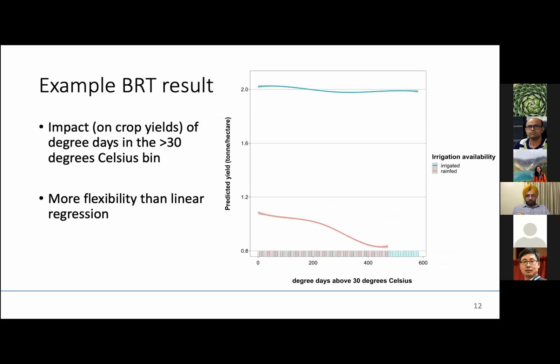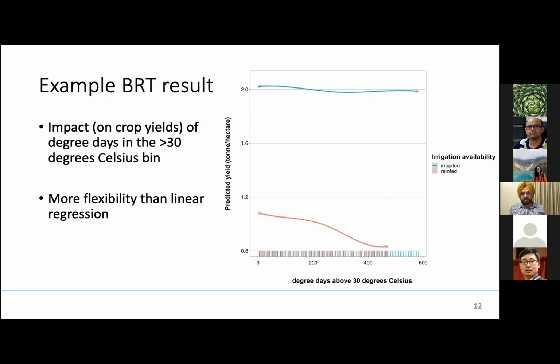I'm just showing one aspect of the results from the BRT again. My computer is saying my internet connection is unstable. Am I still audible? We can hear you and see you well. It's okay. Okay, perfect.